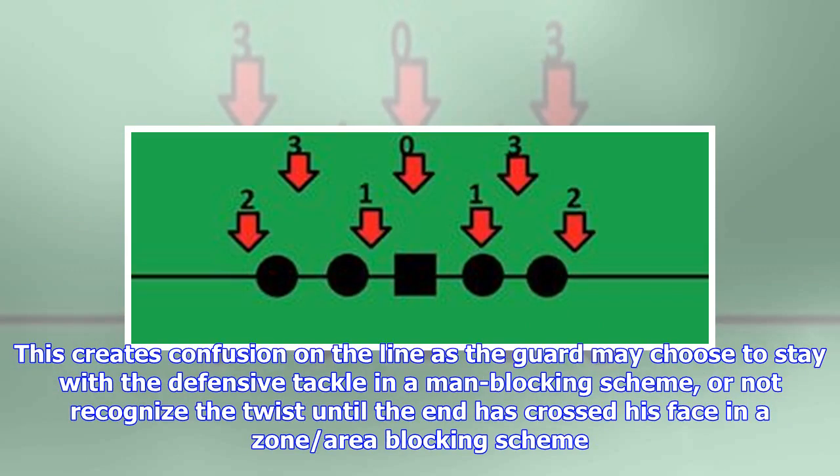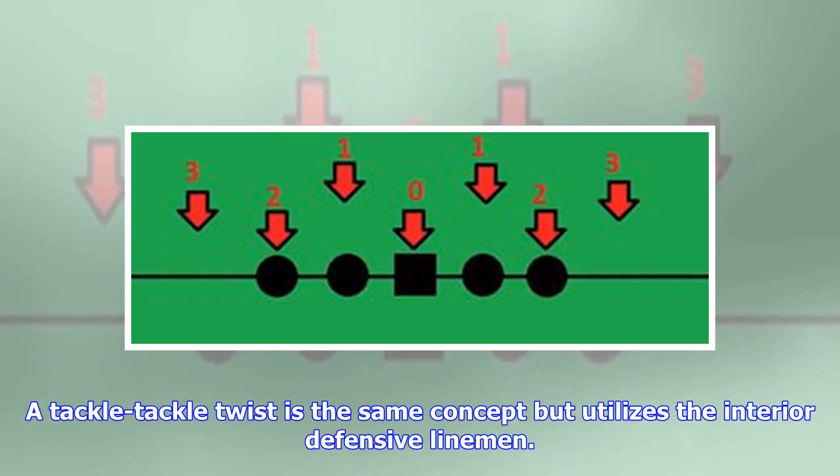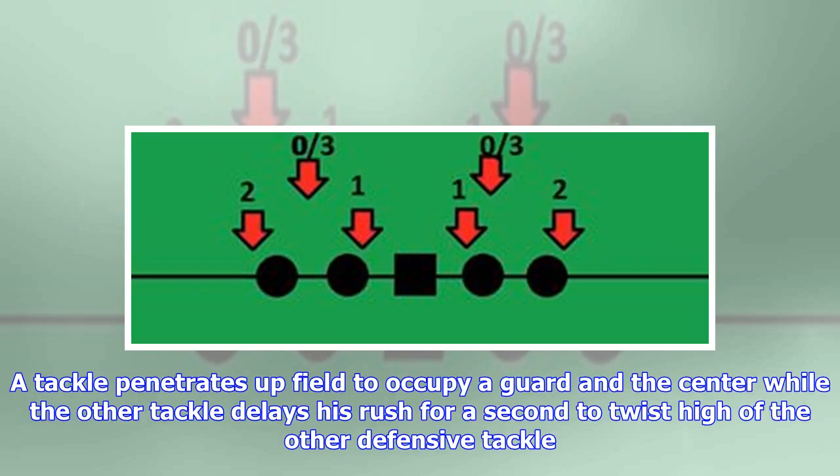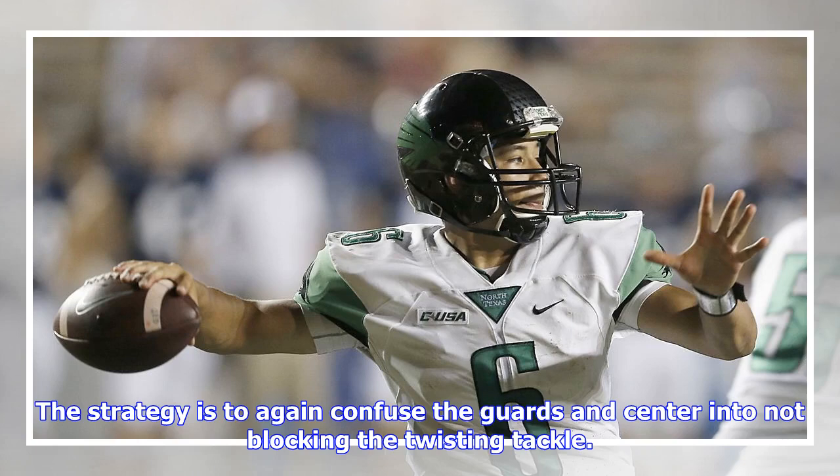This creates confusion on the line as the guard may choose to stay with the defensive tackle in a man-blocking scheme, or not recognize the twist until the end has crossed his face in an area blocking scheme. A tackle twist is the same concept but utilizes the interior defensive linemen. A tackle penetrates upfield to occupy a guard and the center while the other tackle delays his rush for a second to twist high of the other defensive tackle. The strategy is to again confuse the guards and center into not blocking the twisting tackle.